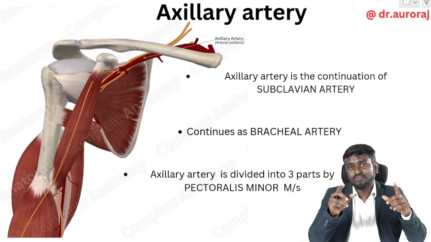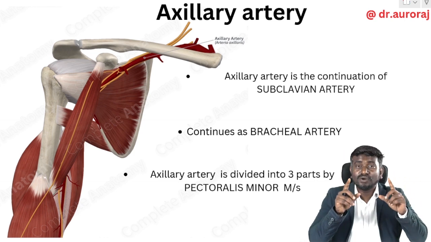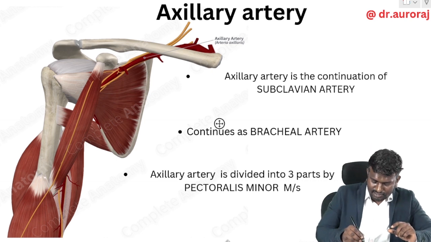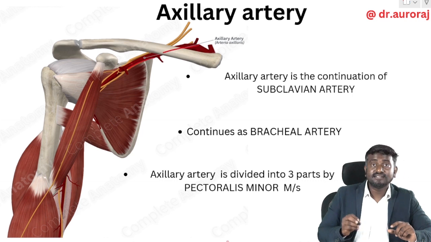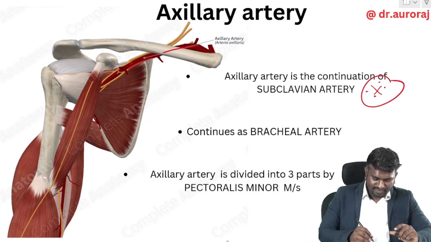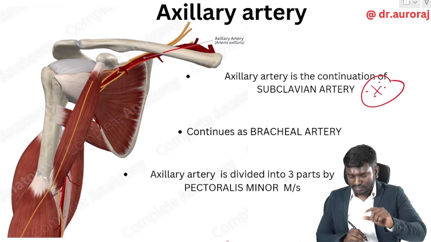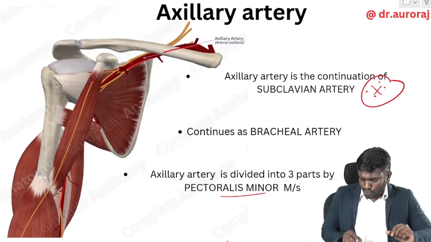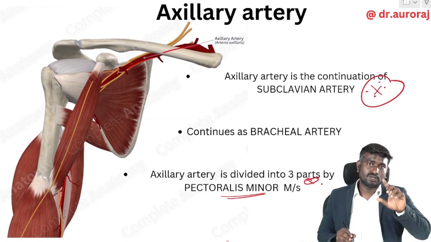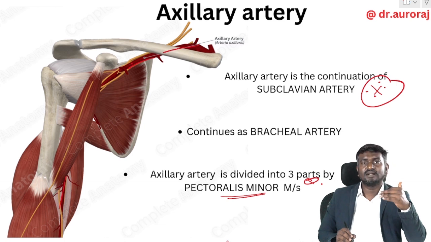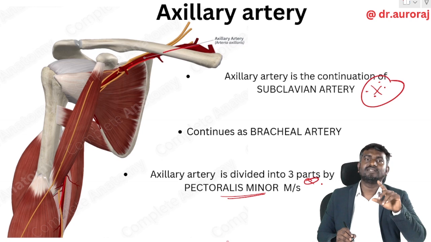Axillary artery, it's a very important artery. We have previously discussed that it is going to supply the deltoid muscle. The axillary artery is a continuation of the subclavian artery, and further it continues as the brachial artery as well. Axillary artery is divided into three parts by the pectoralis minor muscle, so please remember 3 points. Number 1, it is the continuation of subclavian artery. Further it continues as the brachial artery, and then it is divided into 3 parts by the pectoralis minor muscle.